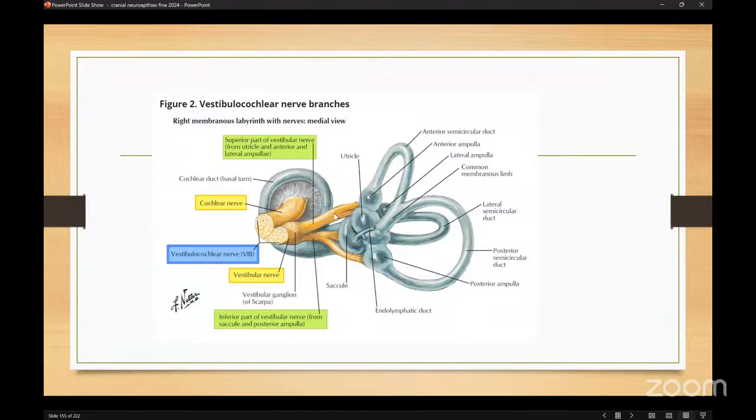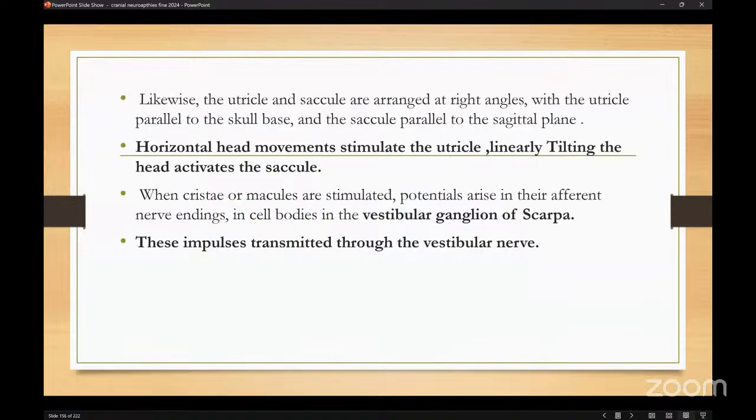Okay. And you can see here that the superior part of the vestibular nerve carries the sensation from the utricle and anterior and lateral semicircular canal. So utricle and anterior and lateral semicircular canal through the superior division, and the inferior division carries the fibers from the saccule, okay, and the posterior ampulla. So these superior division and inferior division combine.